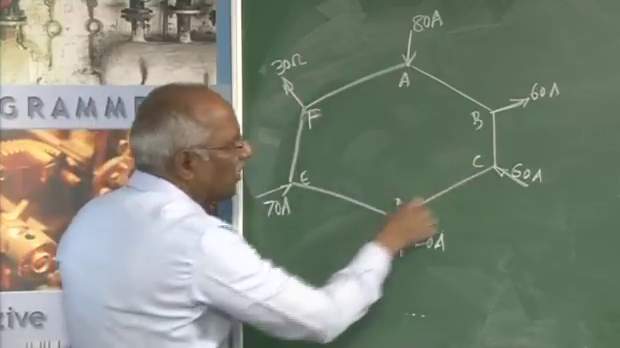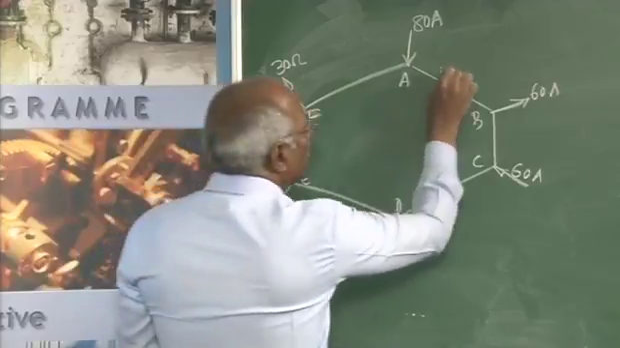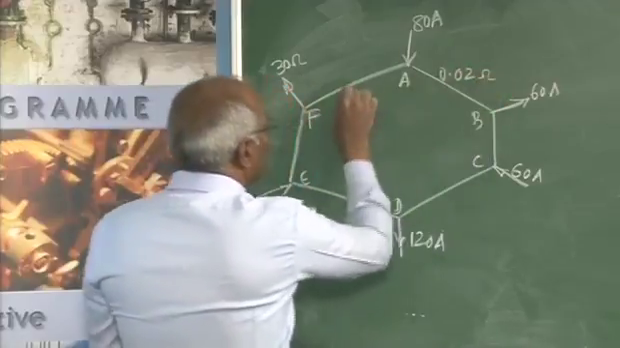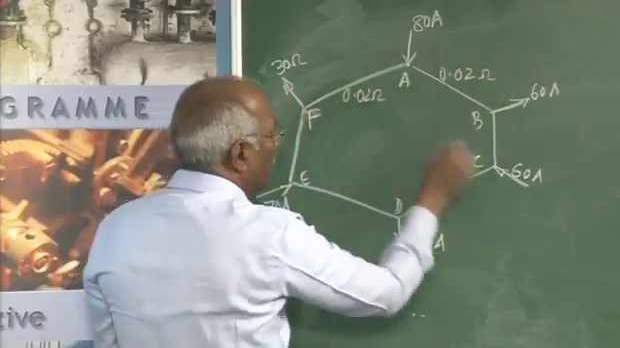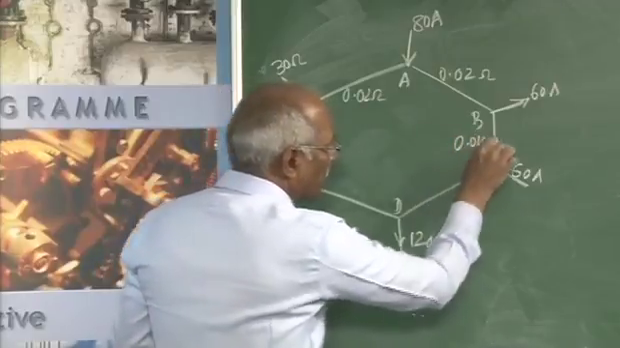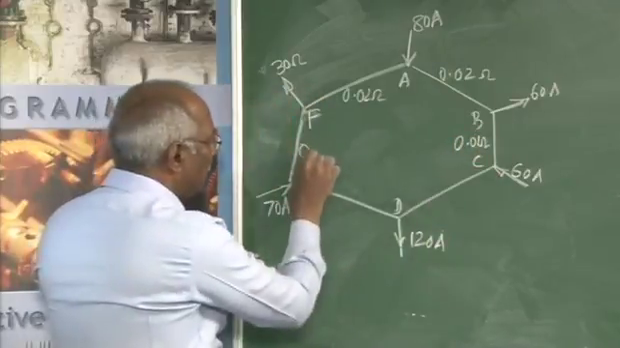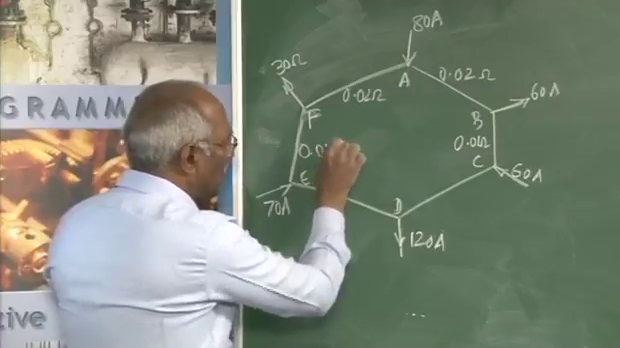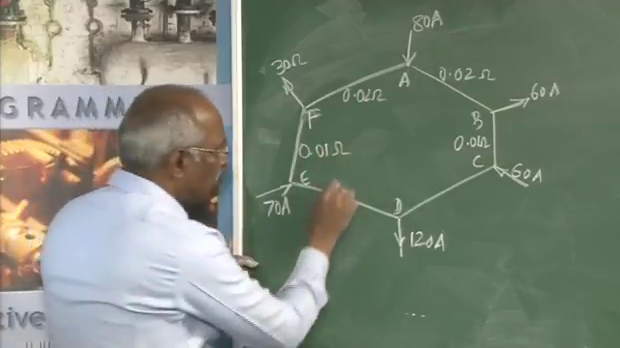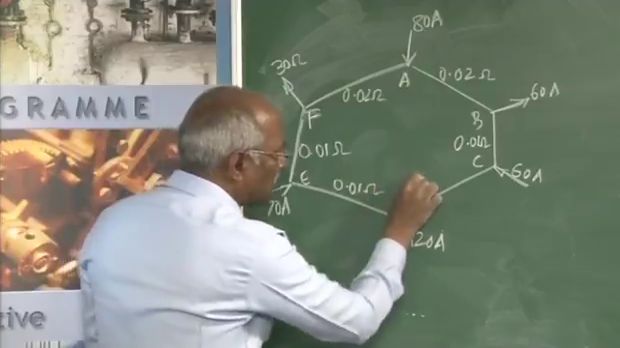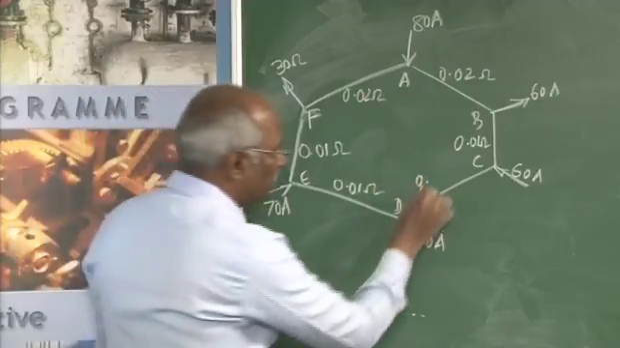And the resistance of all these are also given, where this is 0.02 ohm. This also 0.02 ohm, this is 0.01 ohm, 0.01 ohm, this also 0.01 ohm, and this is 0.03 ohm.